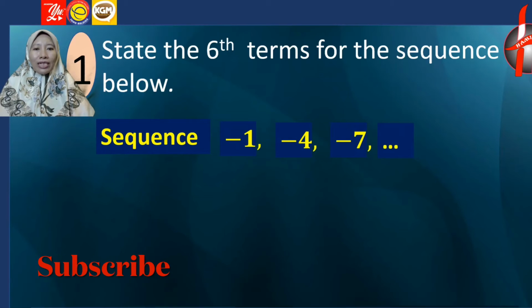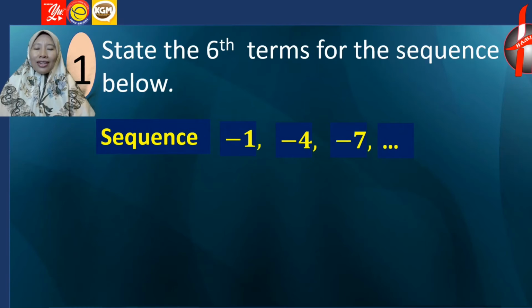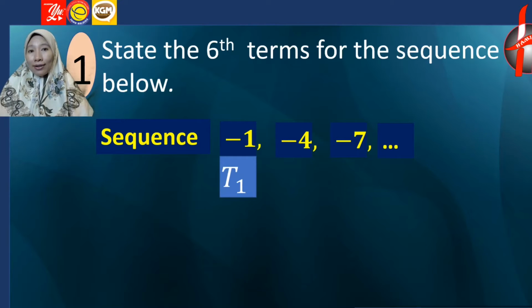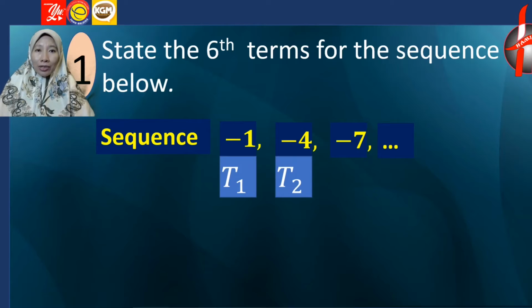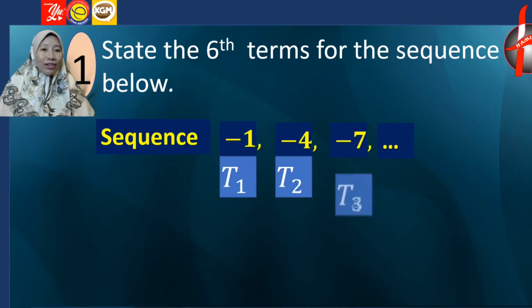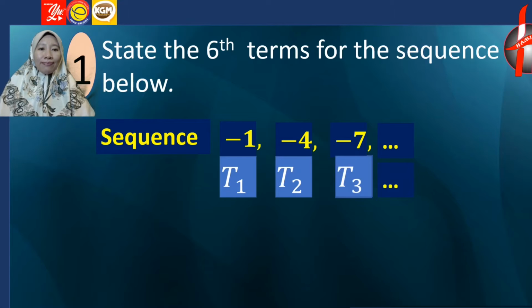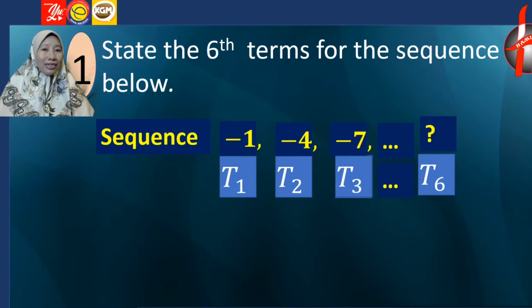Now we have the sequence of -1, -4, -7 and so on. So -1 is term number 1 or the first term. -4 is terms number 2 or the second term. And -7 is the third term. What do we need to find? We need to find what is the number for the 6th term.